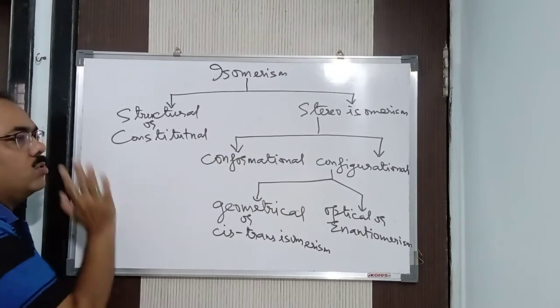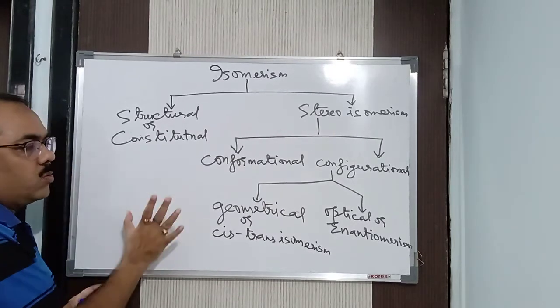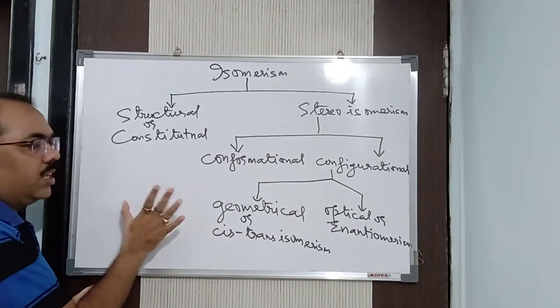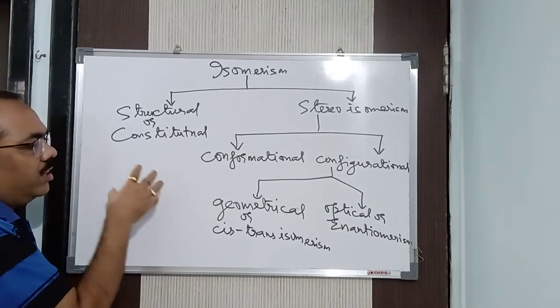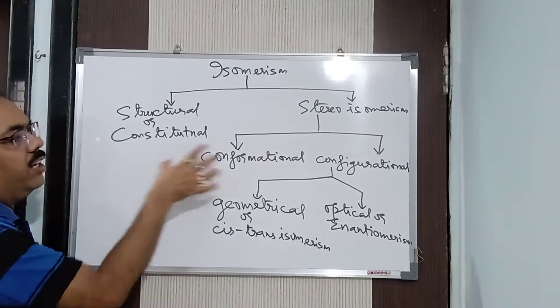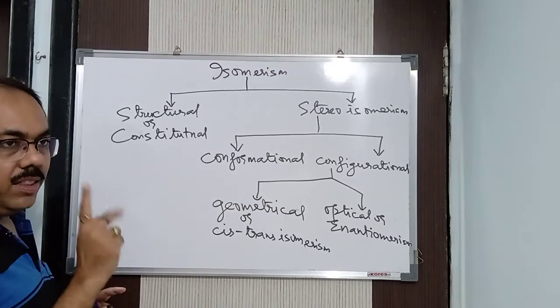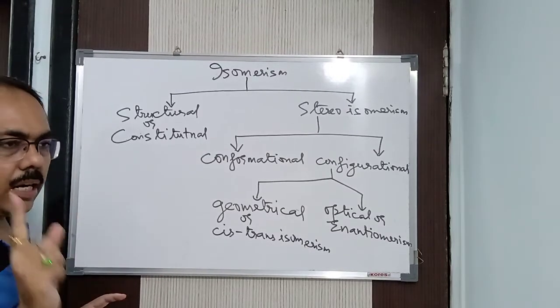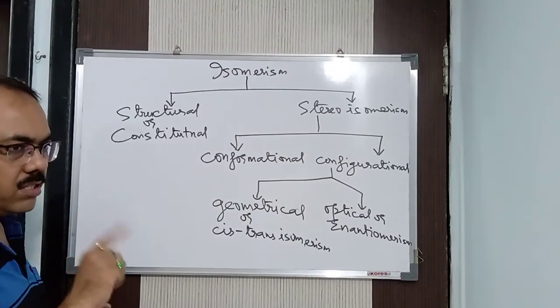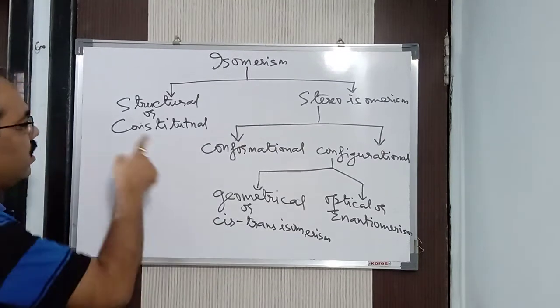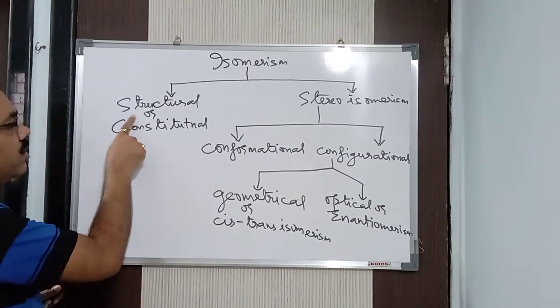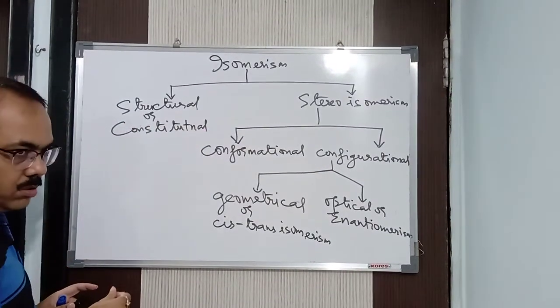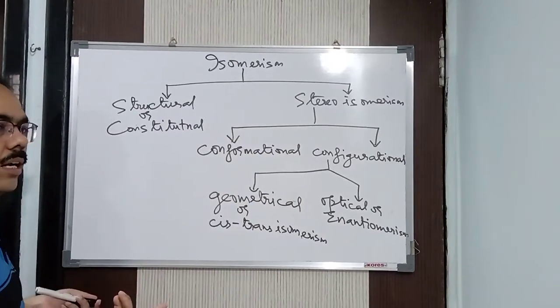Now why constitutional? Listen carefully. Constitutional isomerism is so called when there is a difference in the connectivity of the atoms. Hence it is called constitutional. In structural isomerism there is a difference in the connectivity of the atoms. You will ask how a difference in connectivity arises.